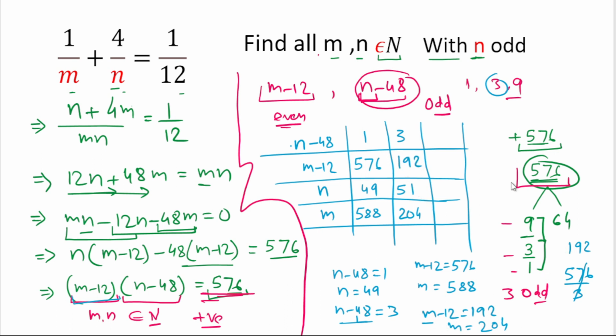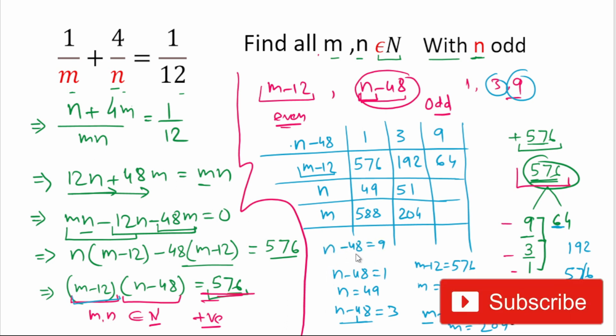Now for the next value, we'll put n minus 48 as 9, and m minus 12 will be 64. Then n will be 48 plus 9, that is 57. And m minus 12 is 64, so m will be 12 plus 64, that is 76. So likewise we have calculated the values of n and m. These are the values of m and n. Hope the method of calculating m and n is clear to you.